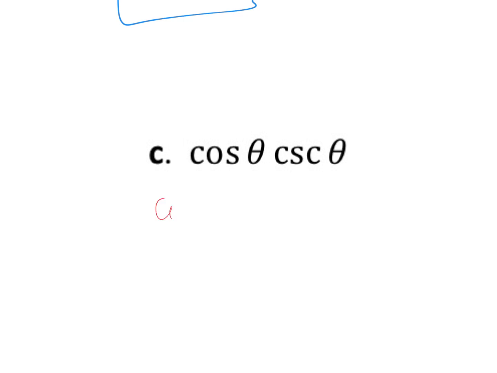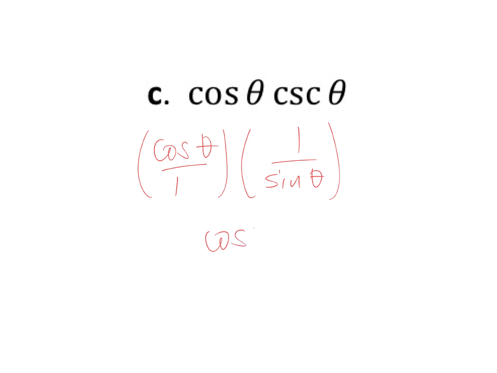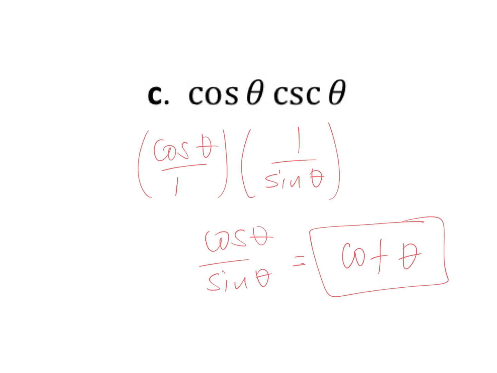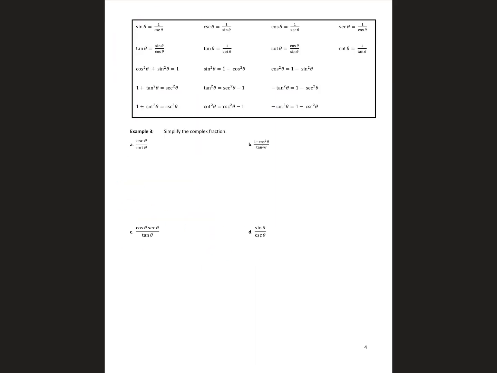I'm going to keep cosine. I'm just going to leave it as cosine and put it over 1. And then what am I going to change cosecant to? 1 over sine. Perfect. So now when I multiply these two together, I get cosine theta over sine theta, which simplifies to, what is it? Cotangent. Good. You want to be as simplified as possible. 1 over tangent, yes, but then you could simplify that to cotangent. All right, let's move on.